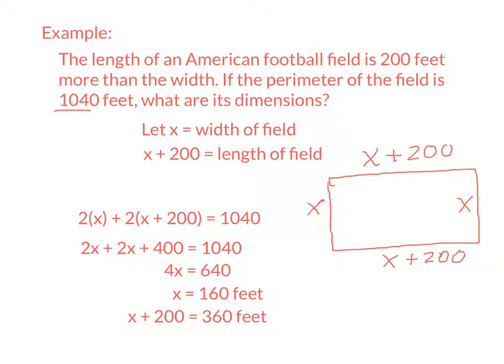Now, what else did it say in the problem? It said the perimeter was 1,040 feet. Well, if I add 160 plus 360 plus 160 plus 360, what do I get? I think you're going to find that you get 1,040 feet. So therefore, this answer does check, and we indeed have used math and solved the problem by coming up with the dimensions of the field. They're 160 feet by 360 feet.